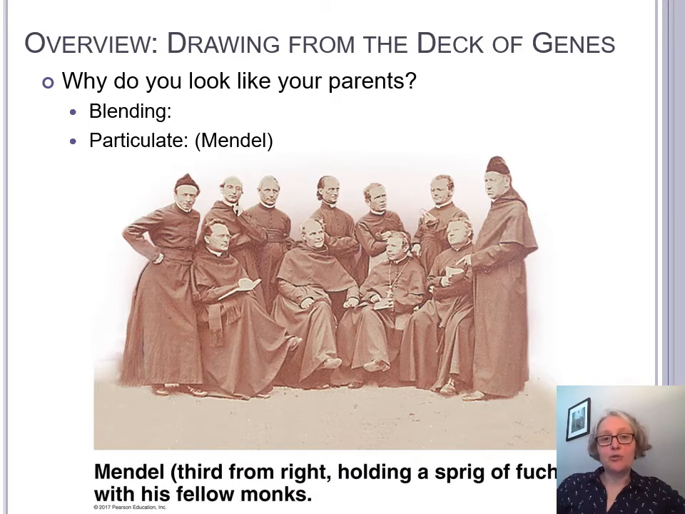That's the question that we want to think about here. Classically, the idea was that you were a blend. If dad was really tall and mom was really short, you'd be somewhere in between. Another idea was a particulate inheritance pattern, that you inherited a particle of something from either parent. And this is Mendel right here, who in a very systematic way showed us that inheritance is a particulate inheritance.